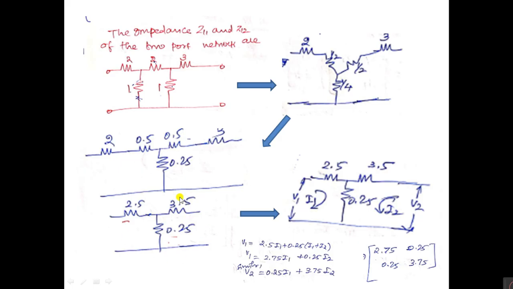If you have a star network, you can directly write the answer by adding these two and adding these two, and the common values. For that, this is a delta. This delta network, if you convert into star, you will get this form. Right? This is the delta. If you convert into star, you will get this format. Now add these two. Now you will get the star network format. You directly write the answer.